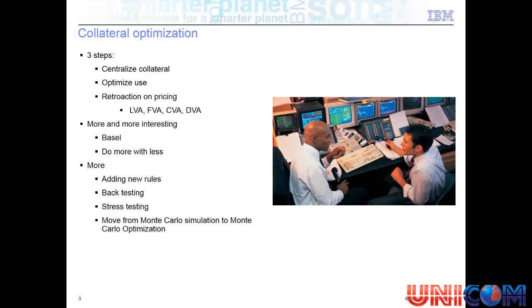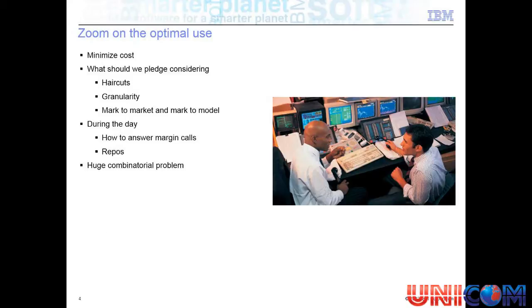It's very important also to be able to backtest. So they take the past and they check that with the new rules they want to try for collateralization, it will provide a good ROI. Same, they may want to stress test the system. So with the collateral optimization they have, they want to be sure that whatever happens, they won't be at risk. And a useful tool to do that is something that is done very generally, a Monte Carlo simulation. Instead of computing something very standard, it's possible to optimize each computation, and this is Monte Carlo optimization. So how do we compute the optimal use of collateral?